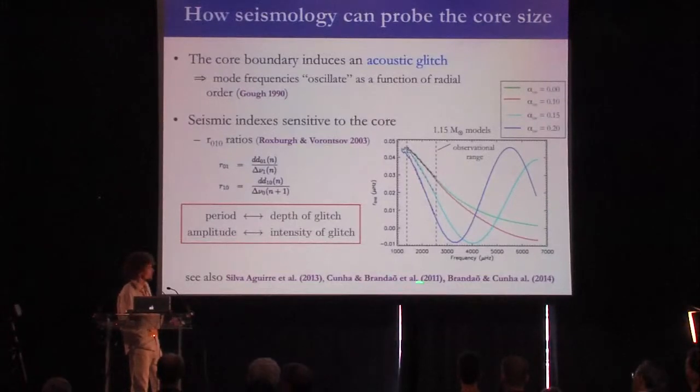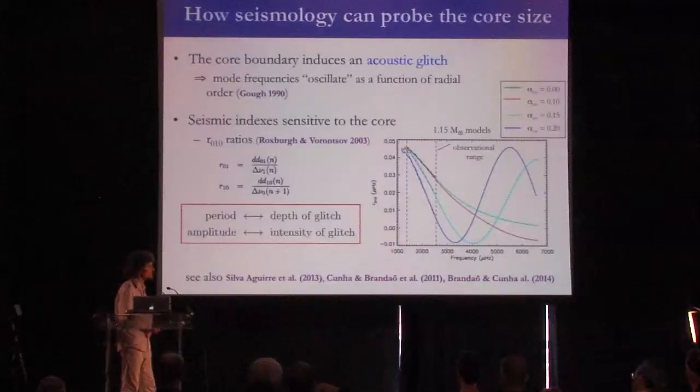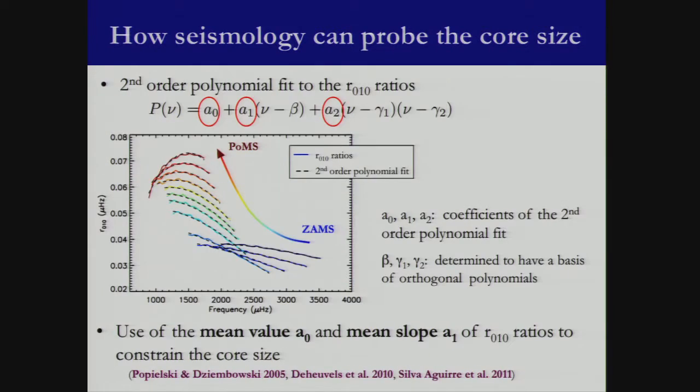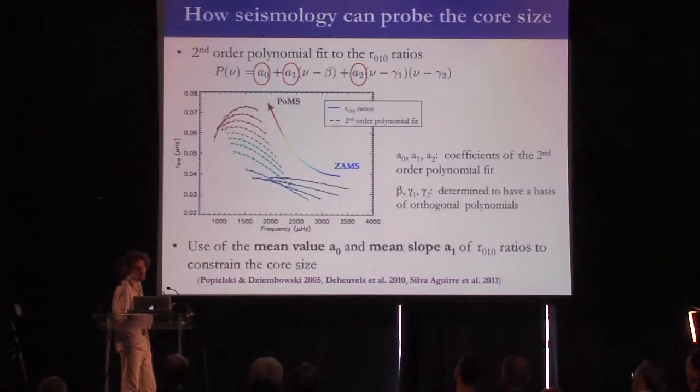Although Margarita and Isa have been working on this, and they showed that in specific conditions you could obtain information, in particular on the intensity of the glitch. But here we're going to focus on what we can obtain if we accept to be model-dependent. So we'll focus on this range. In the observational range, in fact, the ratios are very well fitted by a parabola.